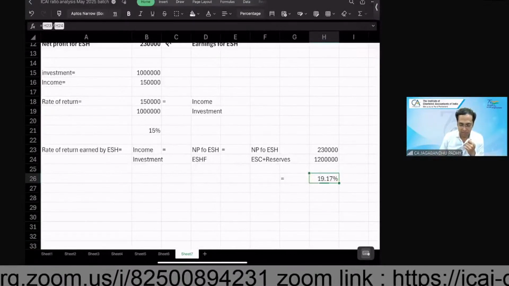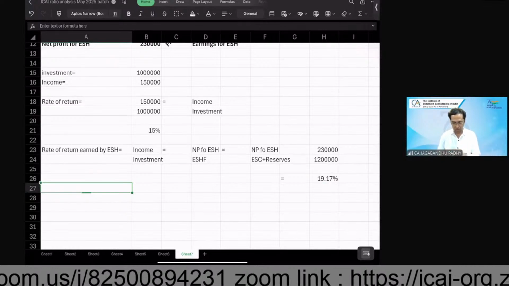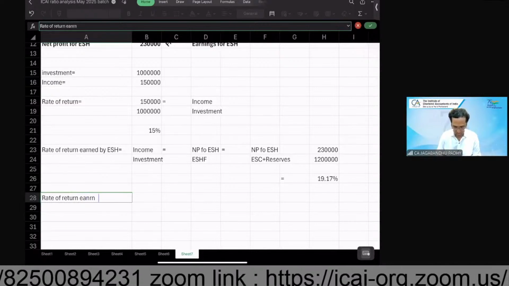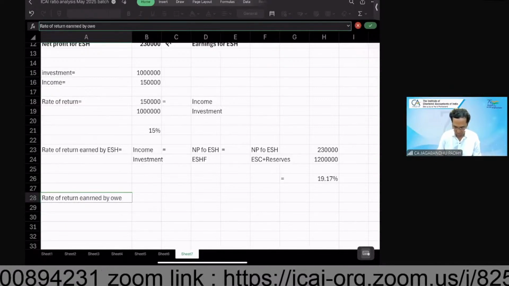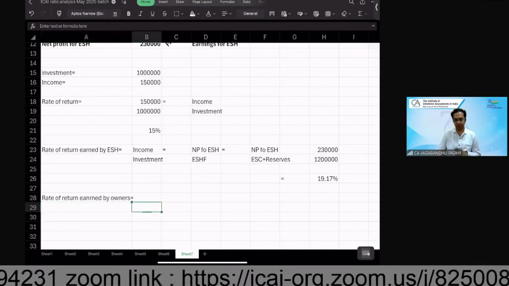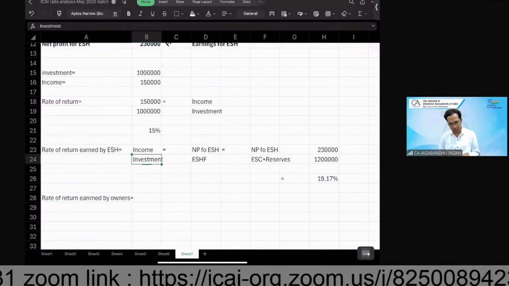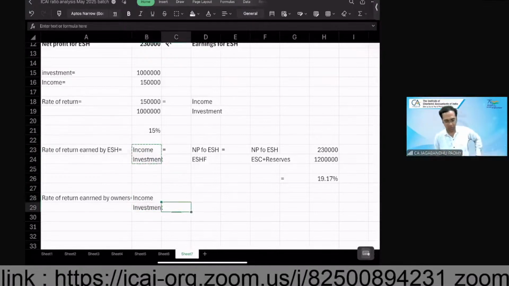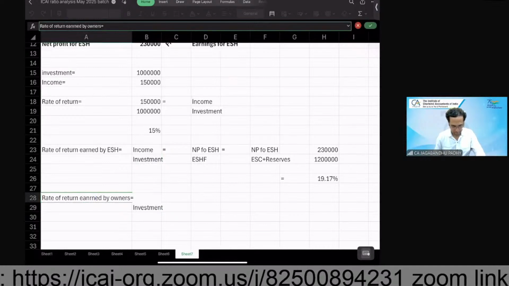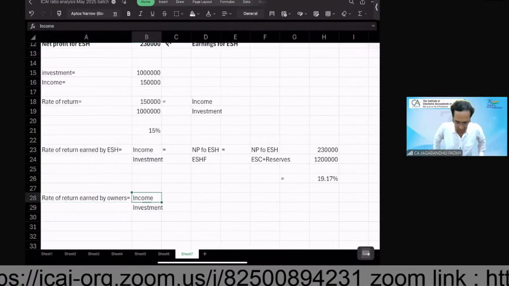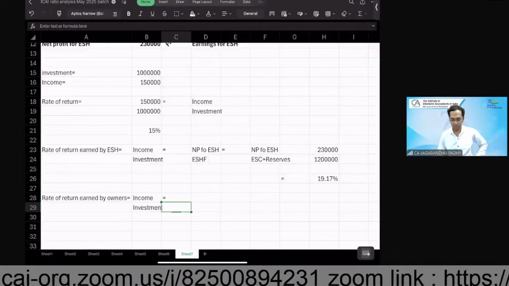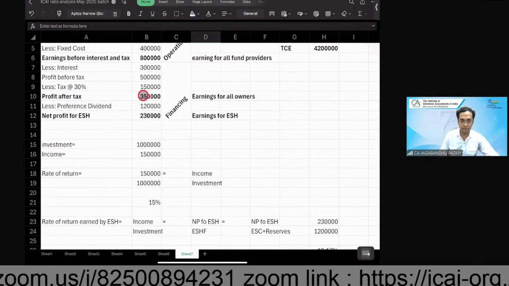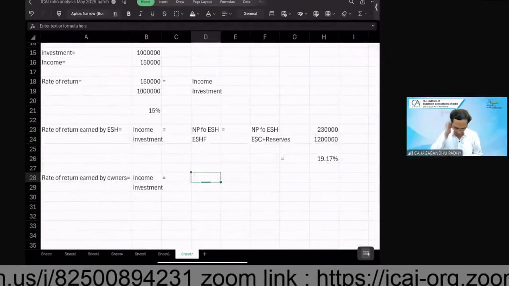Okay. Is it clear? Now, let me just see how many of you can really get this ratio. I want you to calculate the rate of return earned by owners. Again, the fundamental remains the same: income upon investment. So rate of return earned by owners is income upon investment. But what is the income line item for the owners? What is the income for all owners? Profit after tax, right? So this is going to be profit after tax.